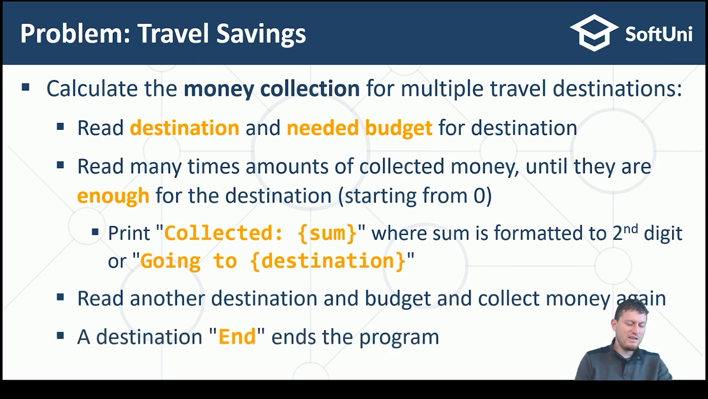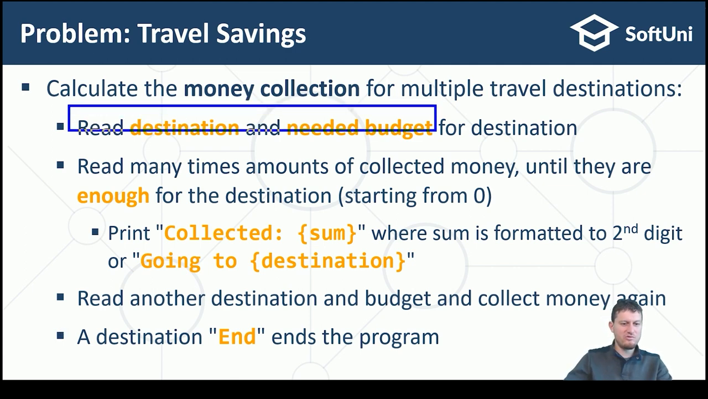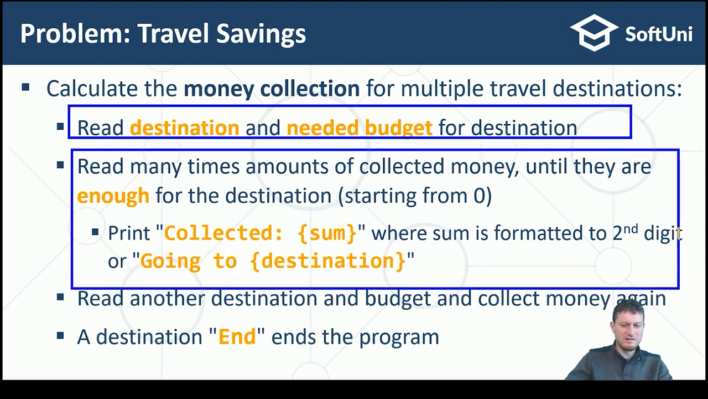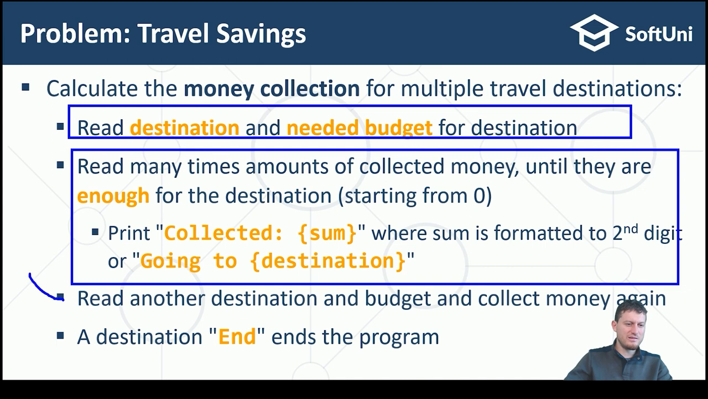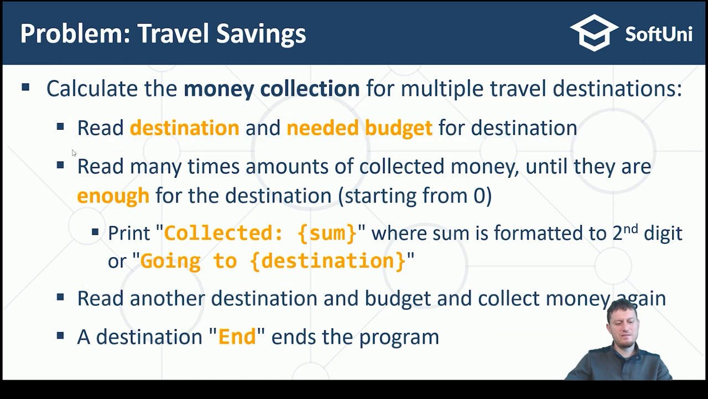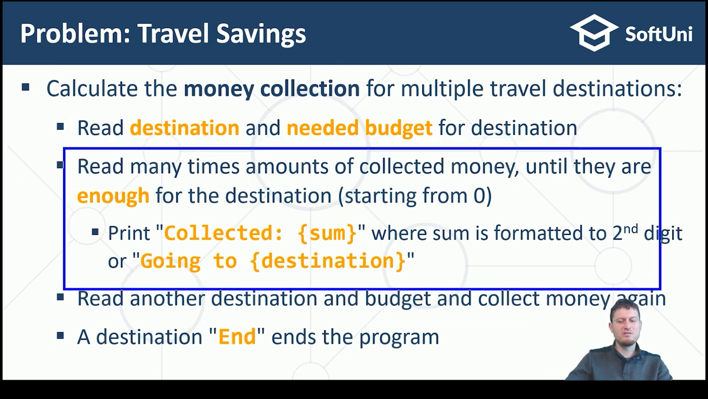Finally, if the destination entered is end, this will end the program. So it looks like we have two nested loops. First, we read the destination, we do something, and we read another destination until we reach end. And for each destination, we collect money.